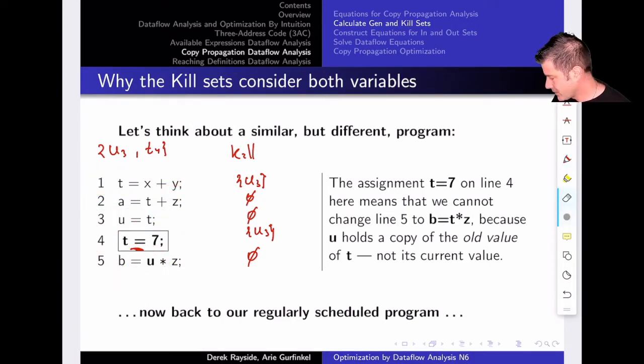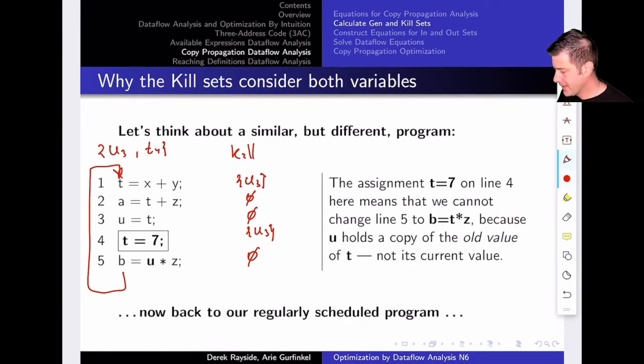Okay. So in particular, if you are worrying about U3, you'll see it next time. But if we have a loop in here, then U3 can flow back up, and then it has to be killed so that we don't end up using the wrong version of it.